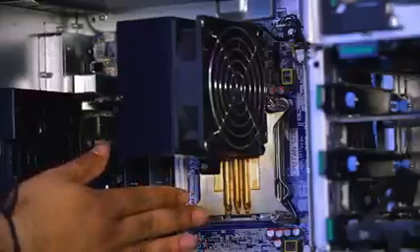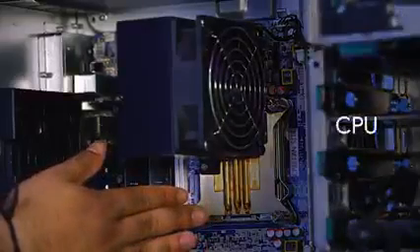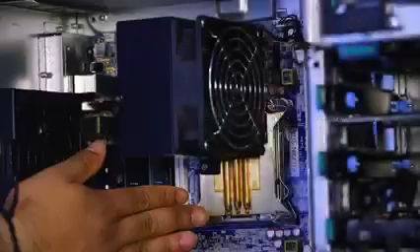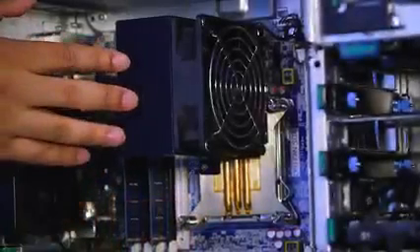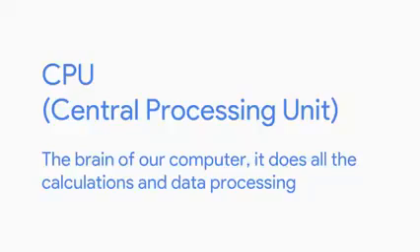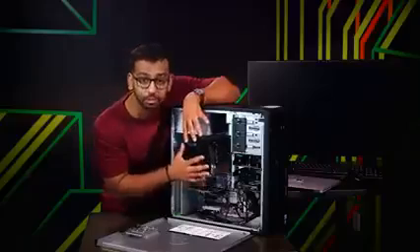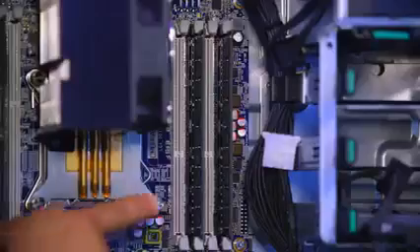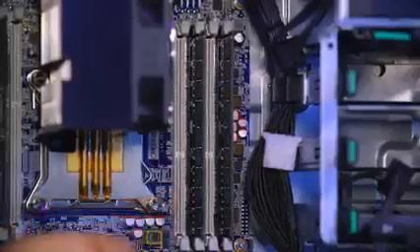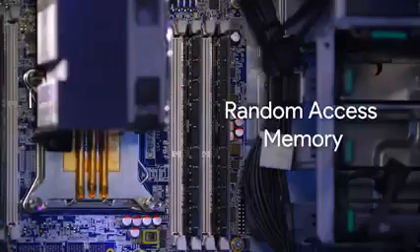Right here, this component is the CPU, or Central Processing Unit, which is covered by this heatsink. You can think of the CPU as the brain of our computer. The CPU does all the calculations and data processing. It communicates pretty heavily with this component right here, RAM, or random access memory.